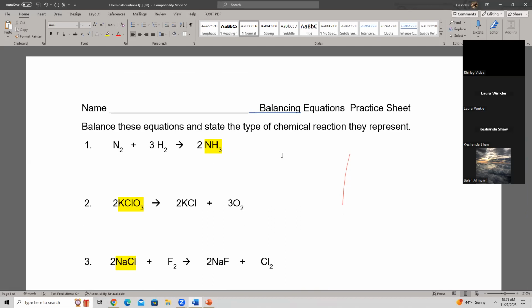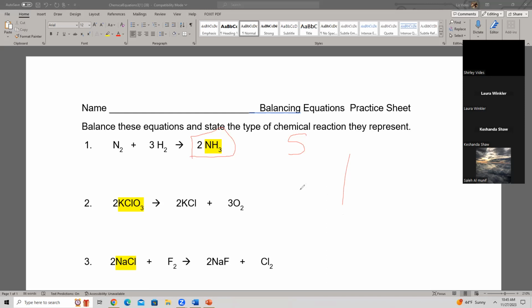Combustion? No. That is a single replacement. Nope. Synthesis. That's right. Look, one product. You see that? Yes, I see. Okay. What about this next one?